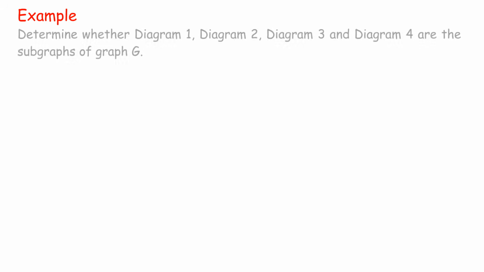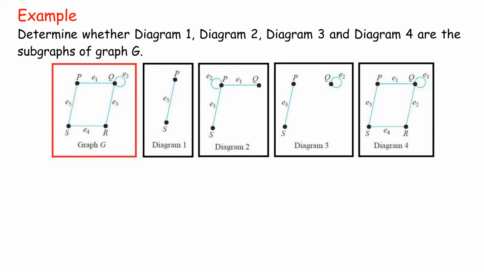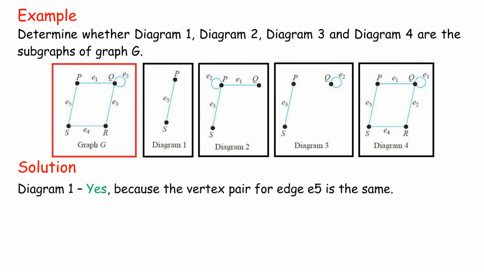Example: determine whether diagram 1, diagram 2, diagram 3, and diagram 4 are the subgraphs of graph G. Solution: diagram 1, yes, because the vertex pair for edge E5 is the same. E5 is the subset of E1, E2, E3, E4, E5, and PS is the subset of P, Q, R, S.